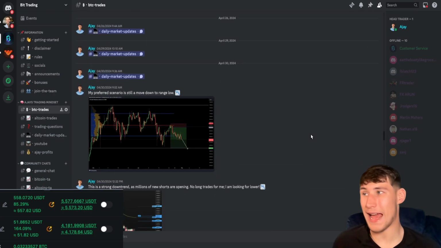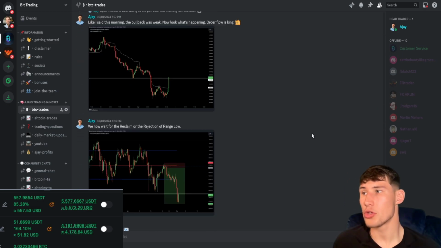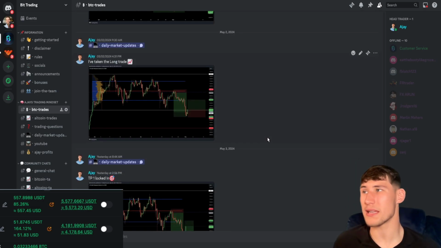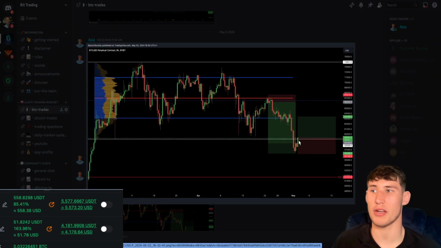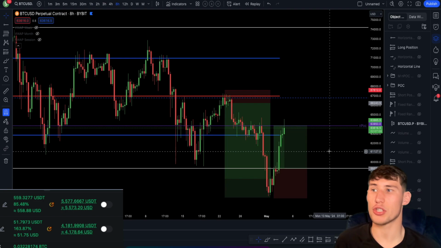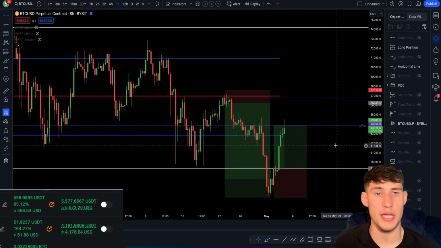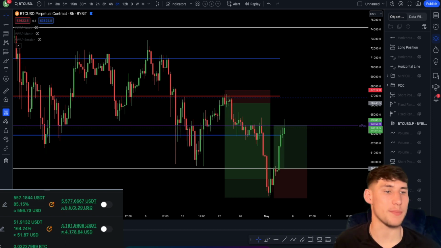And as of right now, I am actually in a long trade, because price came down to the range low, which I was in fact looking for. Then I told the team I've taken the long trade. There was the long trade that I took off of a reclaim of the range low. As we can see here, we have reclaimed range low and we are now seeing a nice rise towards the upside. We have been taking full advantage of this because I have been in a long trade, as you can see right here.